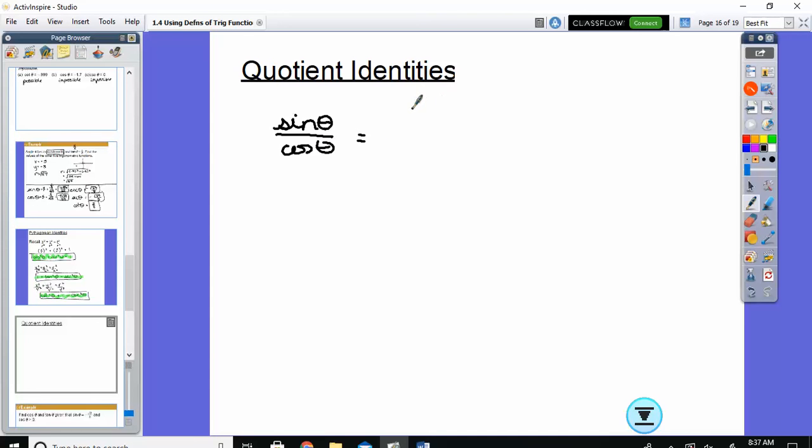What is the definition of sine? Y over r. Divided by. What is the definition of cosine? X over r. To divide fractions, you flip and multiply. The first one stays the same, times, and you flip the second one. Those r's would cancel, and we get y over x, which is tangent.